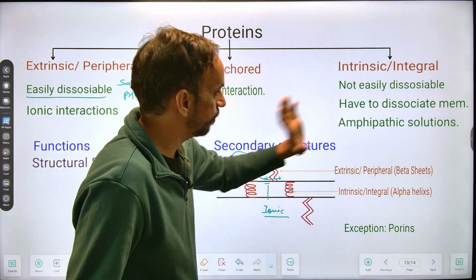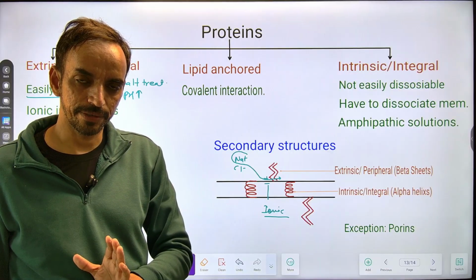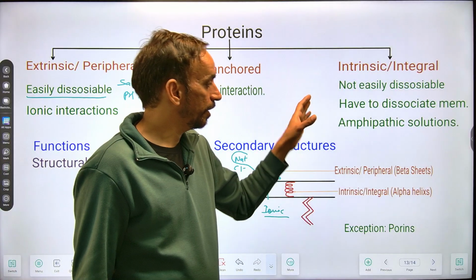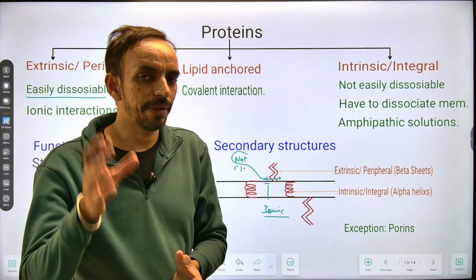Next is the intrinsic protein. They are not easily dissociable from the plasma membrane or the cell, because if you want to dissociate these proteins, you have to dissociate the membrane.